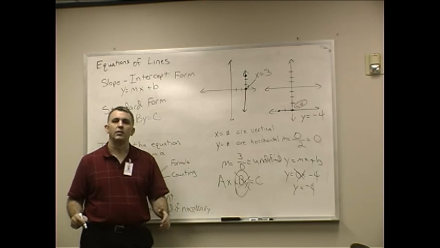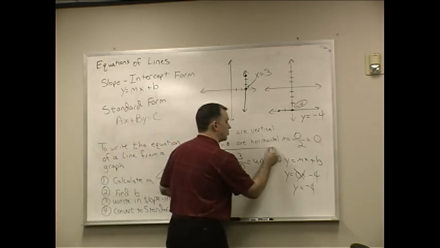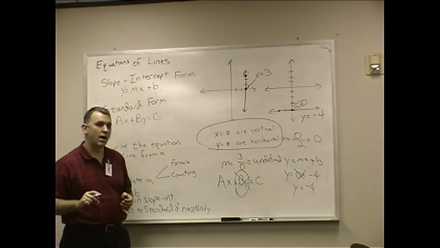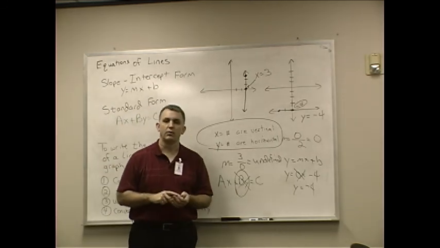I know that's kind of a rough explanation, and it doesn't go anywhere near in depth, but for our purposes, the basic thing that you want to remember is that x equals a number lines are vertical, and y equals a number lines are horizontal.